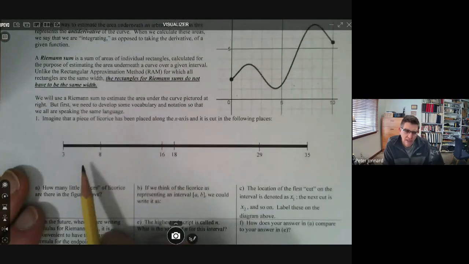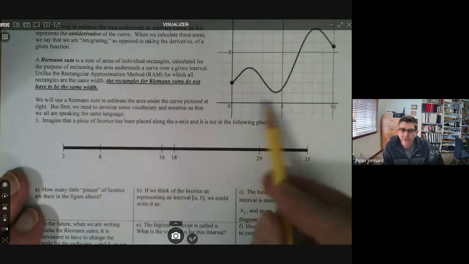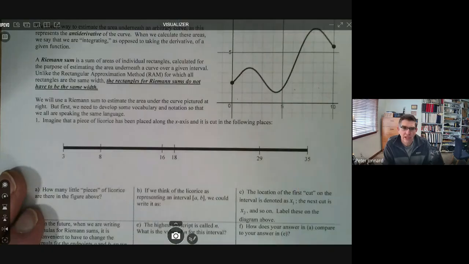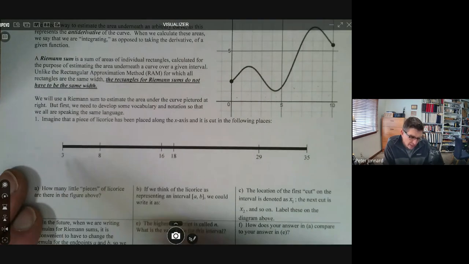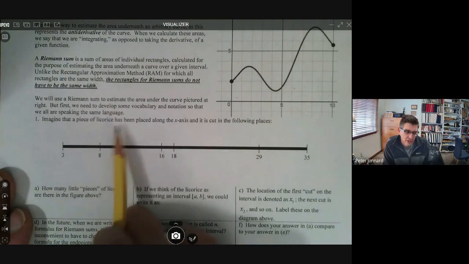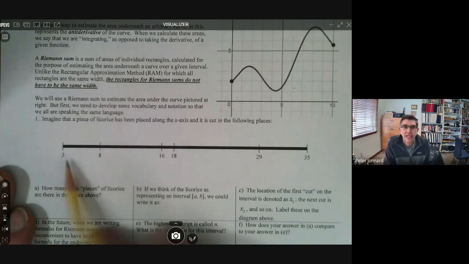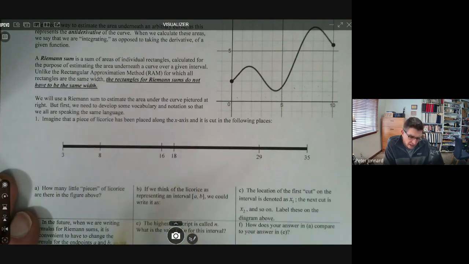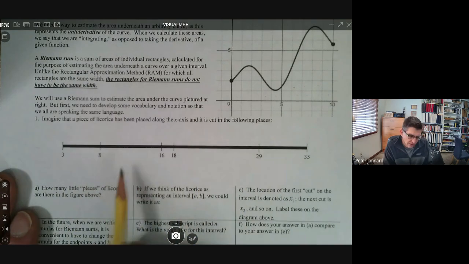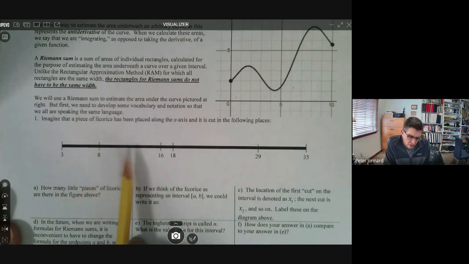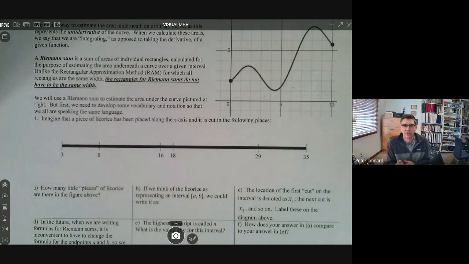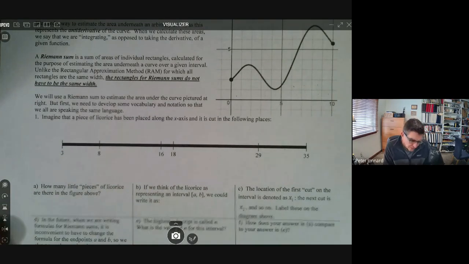When you do Riemann sums, the rectangles don't all have to be the same width. They can be whatever width you would like. And so this is an example. Imagine that I have a piece of licorice or a red vine that's been placed along the x-axis, and I cut it in the following places. Okay, so if I cut it 1, 2, 3, 4 places, I would end up with 1, 2, 3, 4, 5 subintervals. And so these questions are just going to kind of walk us through that and introduce the notation.